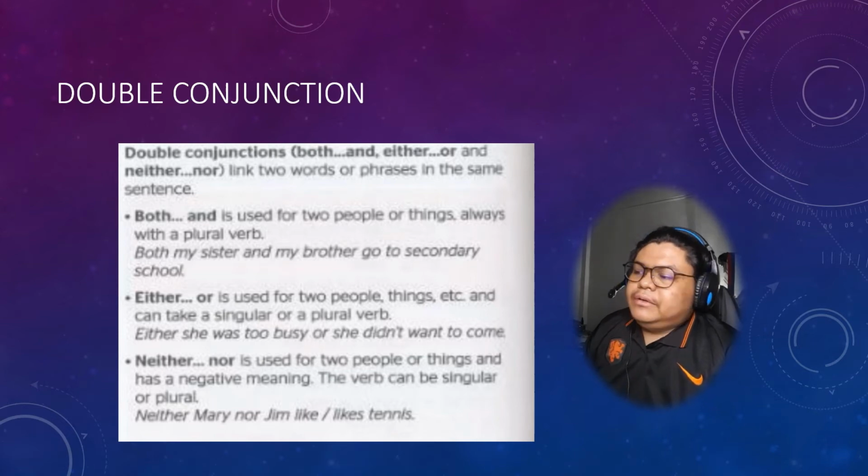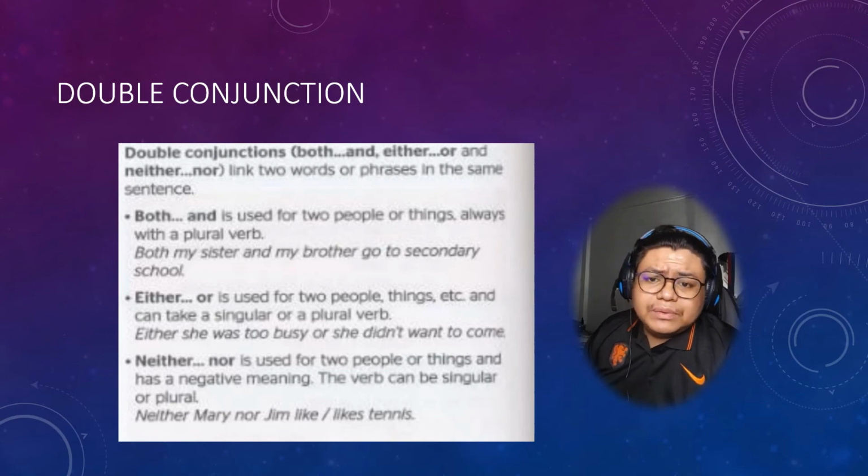Right, and then last one neither nor. Okay, kalau tadi either or maksudnya kemungkinan salah satu, neither nor ni maksudnya dua-dua tak mungkin. Itu maksud neither nor. Okay, is used for two people or things and has a negative meaning. Okay, kalau tadi positif lah, yang ni neither nor negative meaning. Okay, the verb can be singular or plural, sama macam tadi. Neither Mary nor Jim likes tennis. Okay, so maksudnya kedua-dua mereka tak suka.